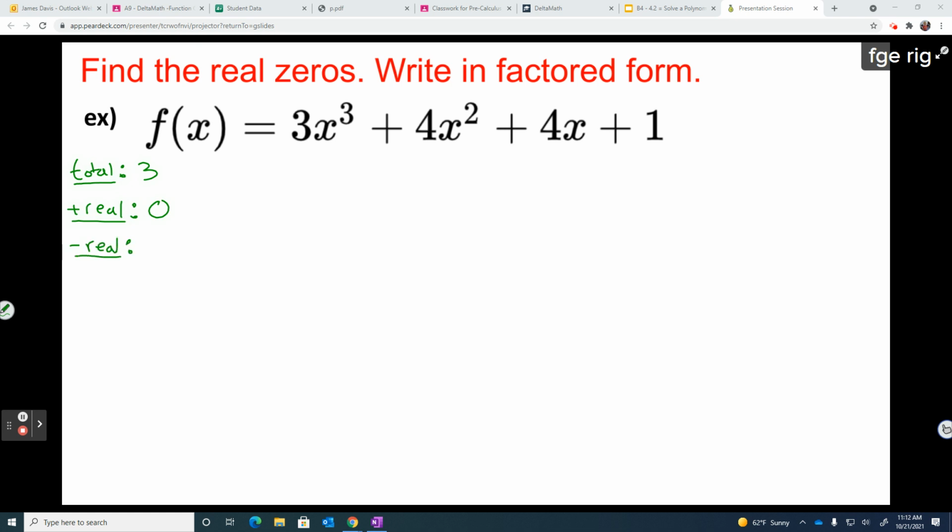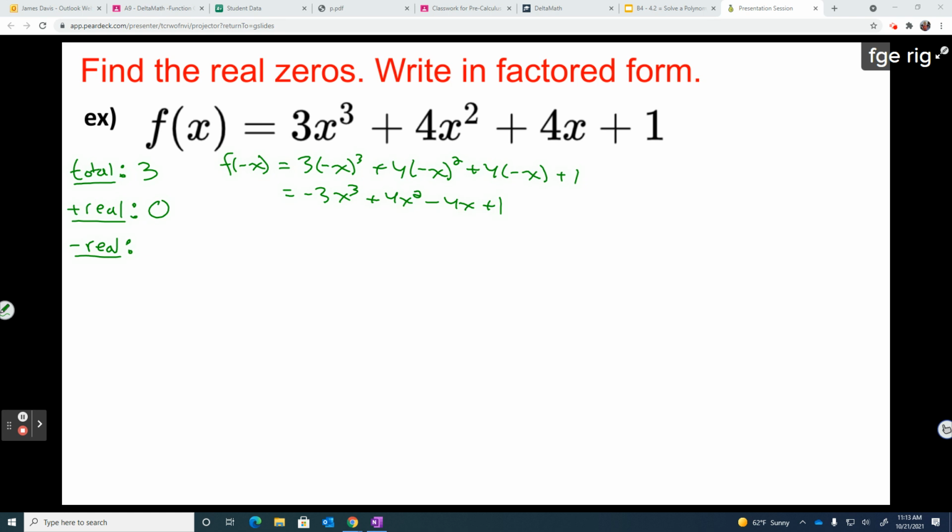All right, for negative real, we're going to want to replace all the x's with negative x. If you can do these in your head, that's okay. Just make sure you're careful when you plug that in. I'm going to write it out. But remember, if it's odd, then it will be negative. So this is odd, it's third power, so it'll be negative 3x cubed. And even, we'll make it positive. Odd there, minus 4x plus 1.